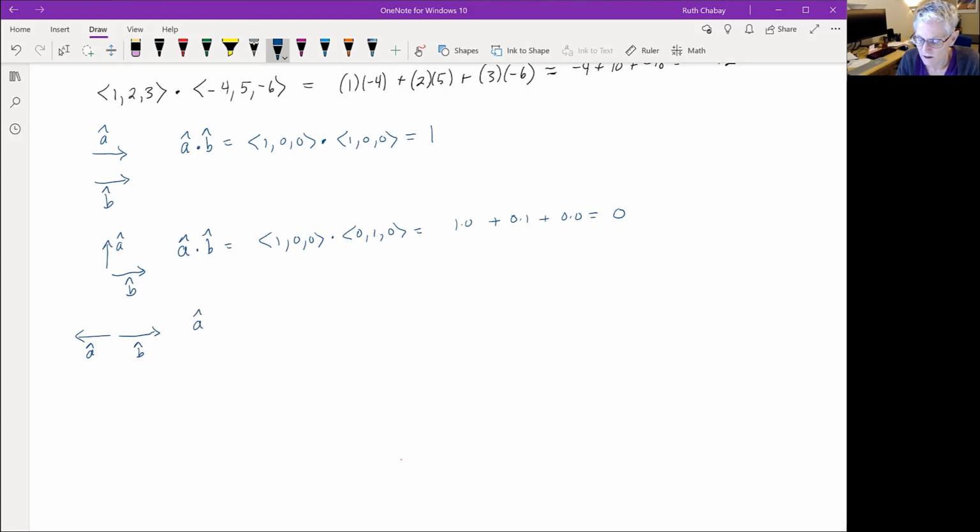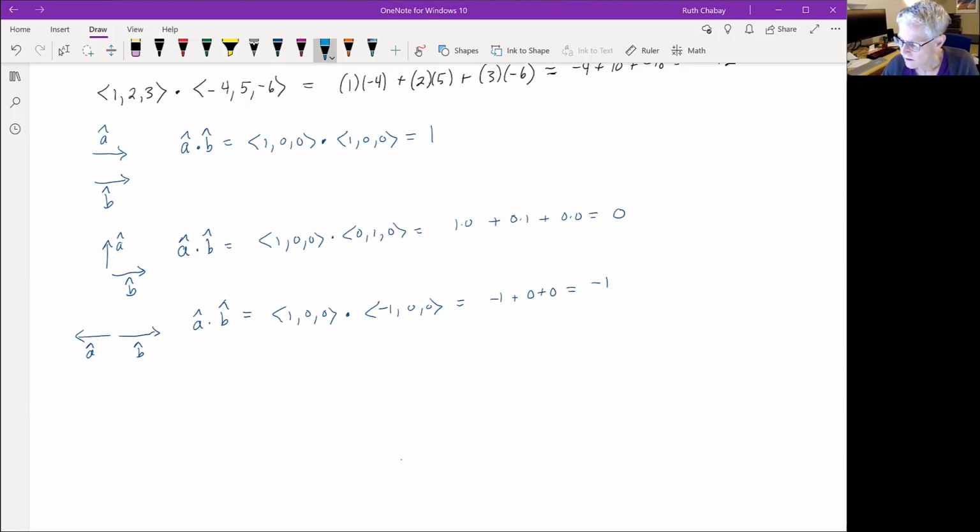Okay, what about if we had a unit vector A and a unit vector B in those directions? So we'd have A dot B is equal to 1, 0, 0 dot -1, 0, 0. So we get -1 plus 0 is equal to -1. And Cole, we'll get to that in a minute. But it's a good question.